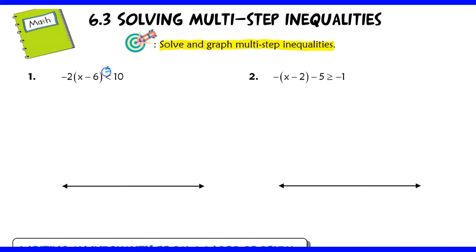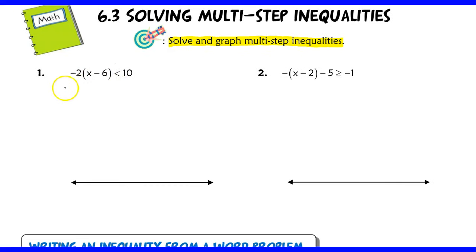If this had an equal sign, the first thing we would want to do is distribute. So that's what we're going to do here. We're going to distribute that -2 to get -2x plus 12. And then from here we want to isolate the x. So we're going to subtract 12. And then we're left with -2x, after this cancels, is less than -2.